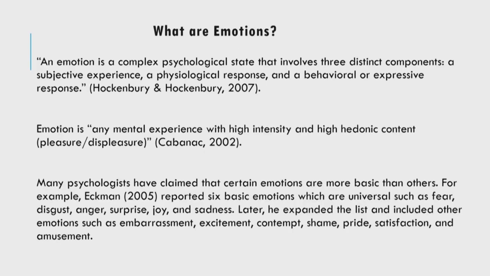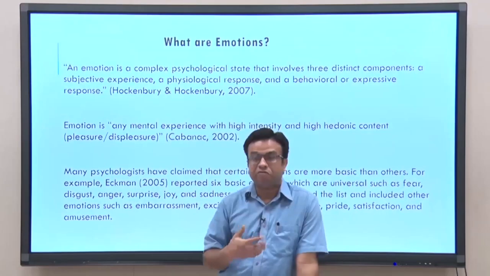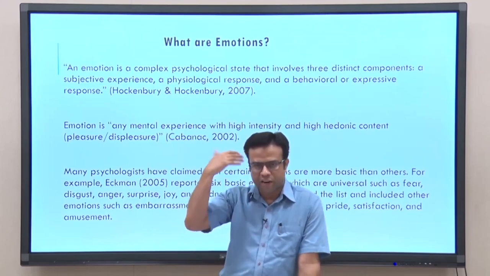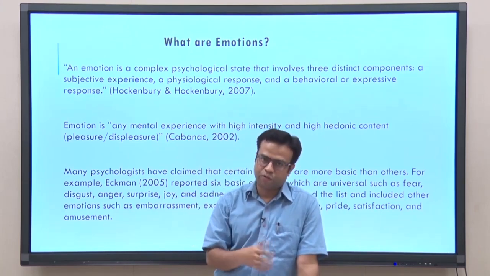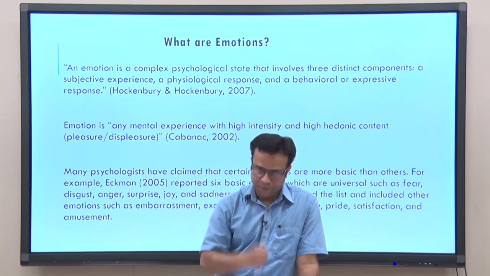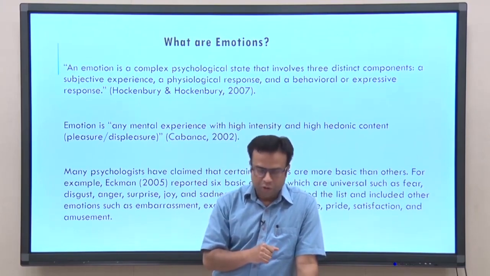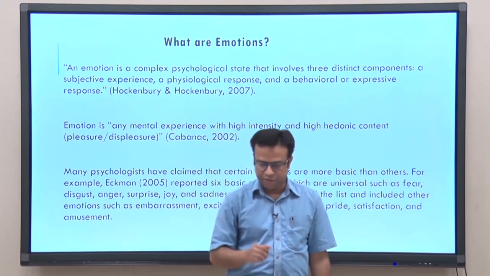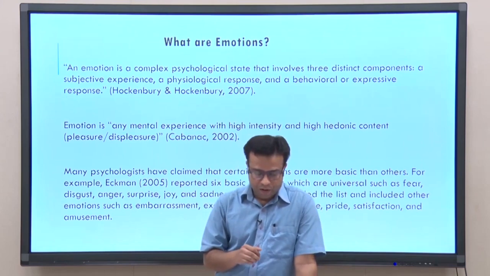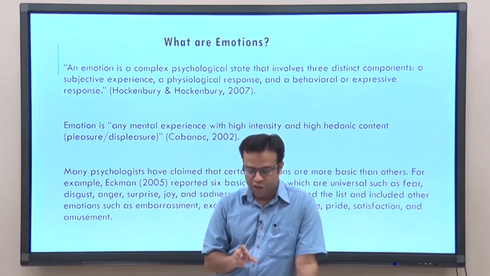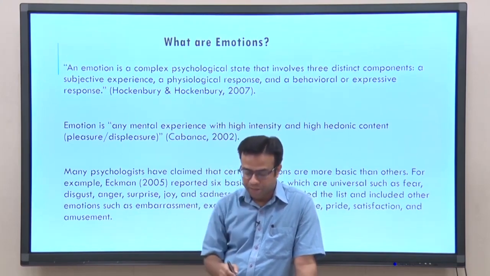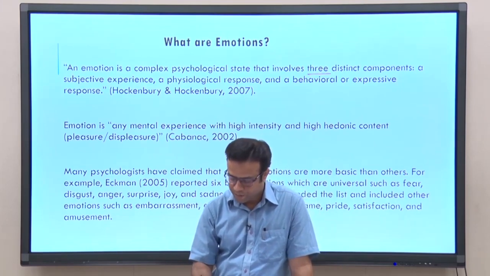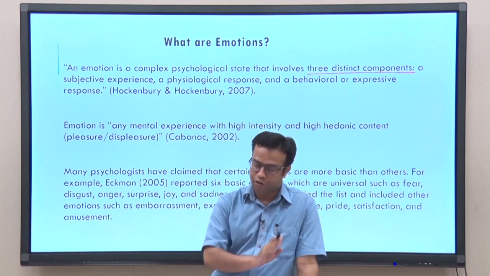So what are emotions? When we talk about emotions, generally by emotion we mean our feelings. One aspect of our psychological reality is that we think, and another important aspect of our psychological reality is that we feel. That feeling aspect is our emotions. People define emotion in various ways, so we'll see a few definitions here. First, one definition says that an emotion is a complex psychological state. It's basically an experience in our mind that involves three distinct components. So every emotion has three important components.